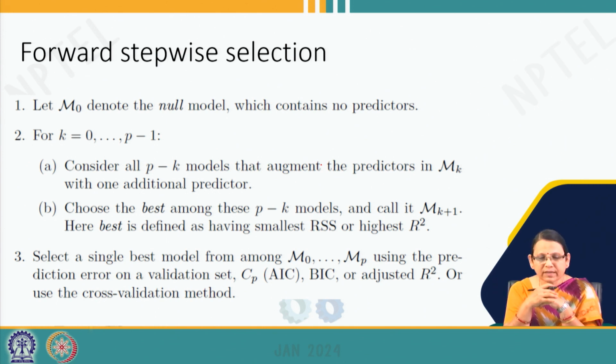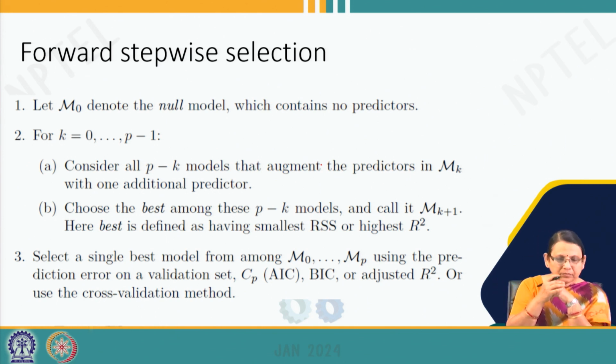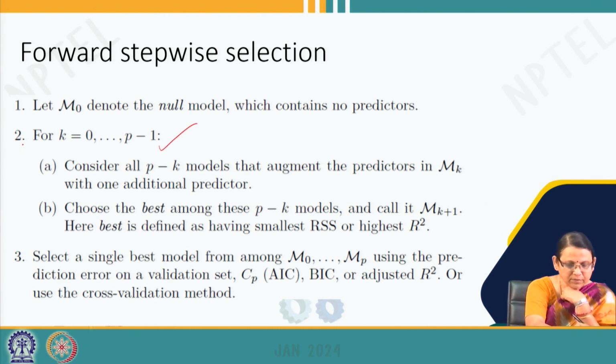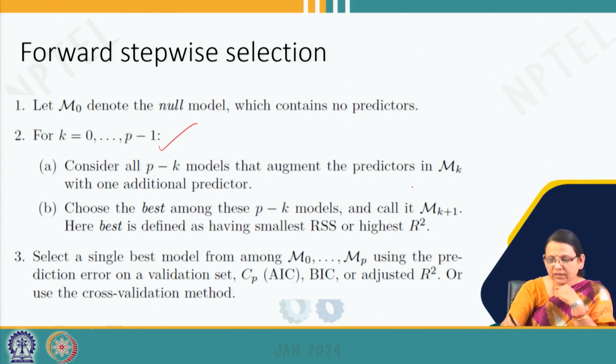In case of forward stepwise selection, what do you do? Take all the p features. Now, consider this has to be done in an iterative manner. Taking all the variables in the first iteration, you build the model, then check for the highest R square or smallest RSS, or there can be other criteria. What are these criteria? We are going to see shortly.